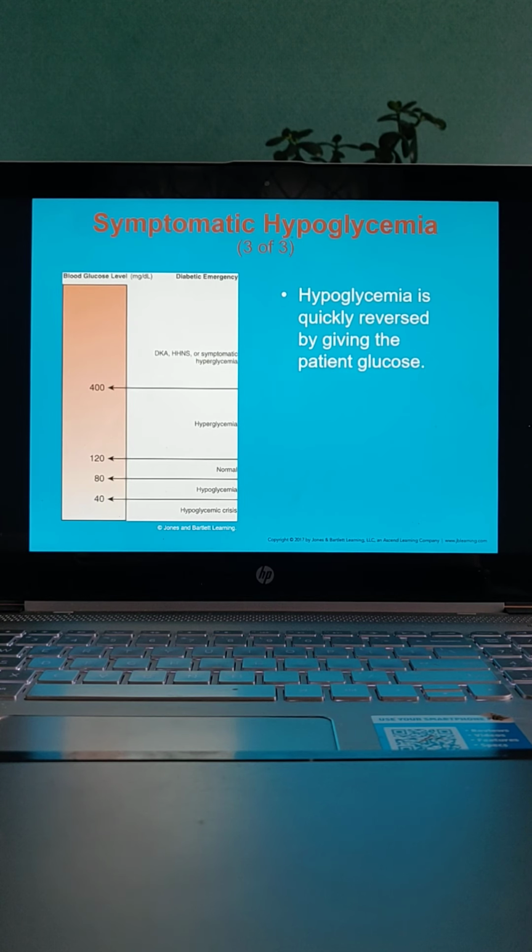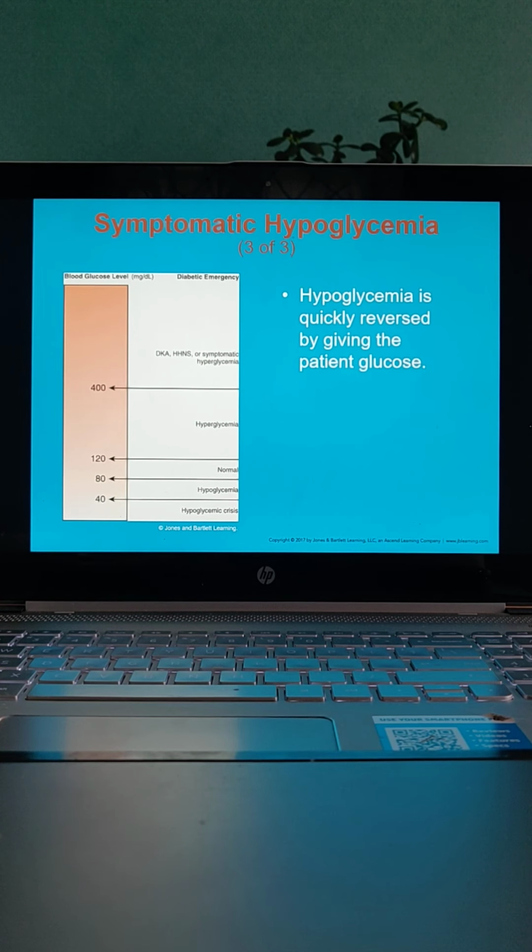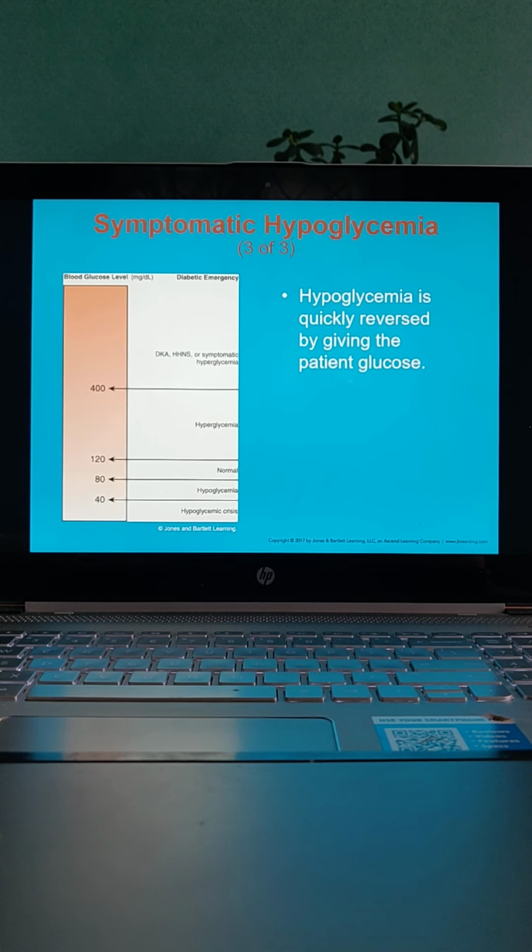So there's oral glucose, which is the gel. There are chewable tablets, which are basically fruit-flavored sugar tablets. And then there's liquid sugar. In the field, in Rhode Island, we are only allowed to give glucose gel. We don't have chewable tablets or liquid on the trucks. Those are not in our protocols.